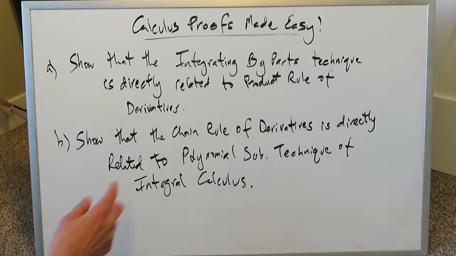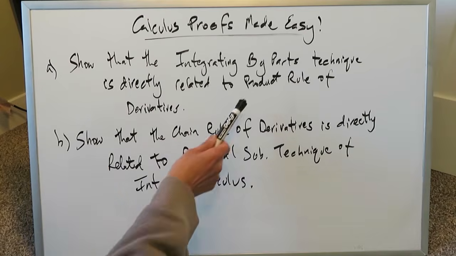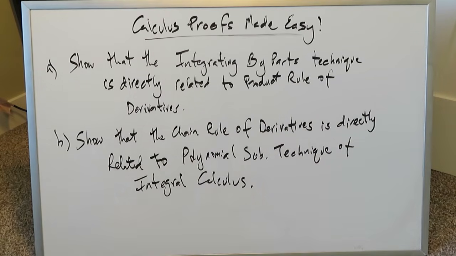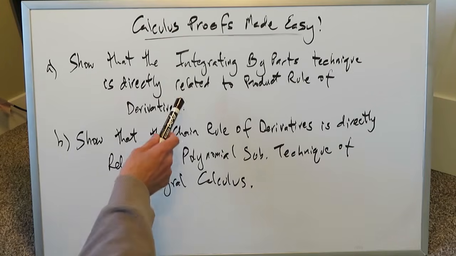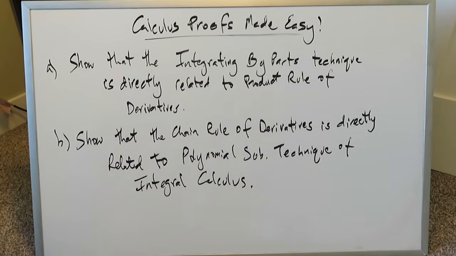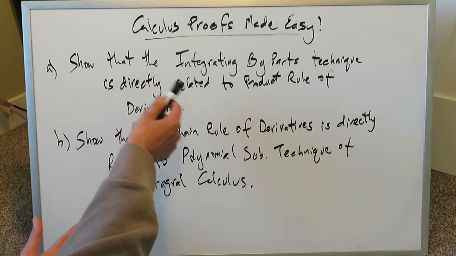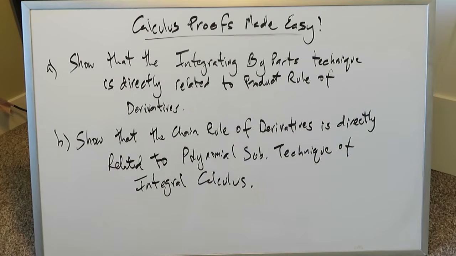of derivatives. You're going to be proving that integrating by parts technique is related to the product rule, which is a very interesting technique of differential calculus. And we're not proving that they're equal to each other, we're saying that they're related to each other. Likewise, number B, prove that the chain rule of derivatives is directly related to the polynomial substitution technique of integral calculus. We know these techniques are related to each other, we have to prove that they are.